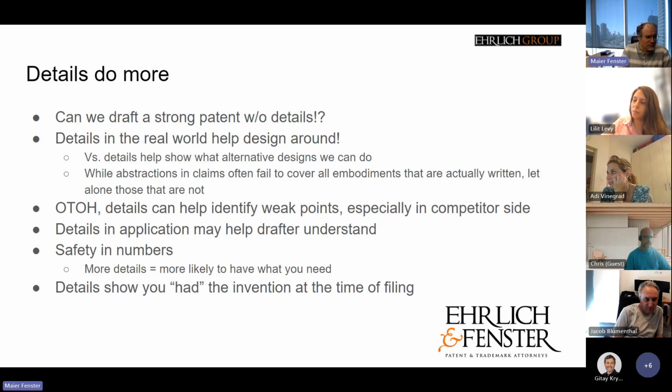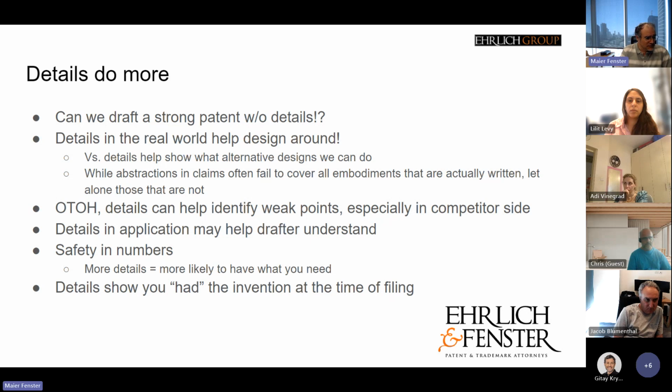Anybody who's tried to write a claim that covers 7 different embodiments provided by the client has often discovered, especially after prosecution, that the abstractions you're managing to put into the claim are not capable of covering all of the embodiments that are actually written in the application, and they definitely will not cover the embodiments that are not written in the application.